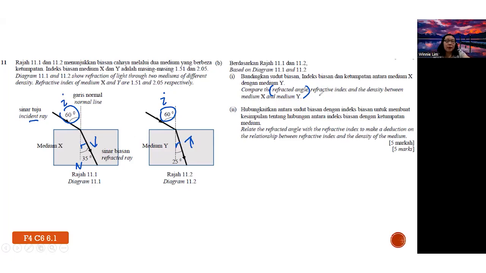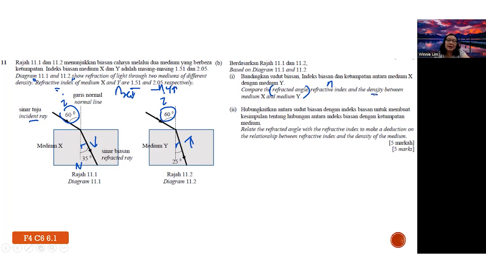Then regarding refractive index, it will be from here. They already tell you in the questions. Maybe you don't know what this refractive index is. Basically, refractive index is a constant value whereby all different materials have their respective refractive index. For example, glass is about 1.51 and diamond is about 2.4. So different media have different refractive indices. Hence, X will have a lower refractive index, but Y will have a higher refractive index.